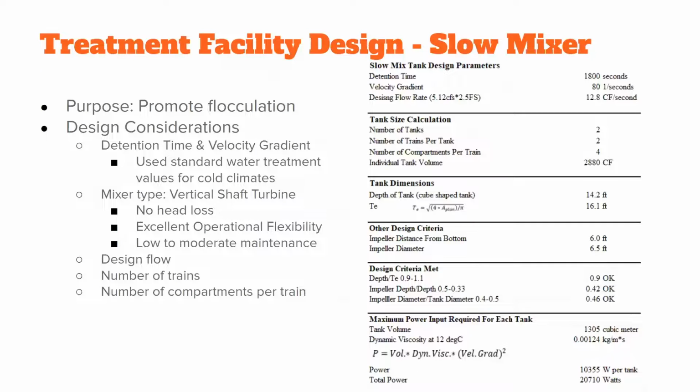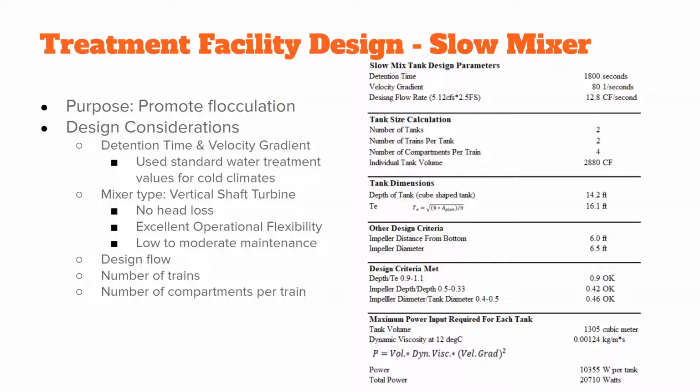So now onto the slow mixer. The purpose of this is to promote flocculation. Considerations, like the rapid mixer, are the detention time and velocity gradient, and we use standard water treatment values for cold climates. We also considered the mixer type, which was a vertical shaft turbine. Advantages of this were that it had no head loss, provided excellent operational flexibility, which is nice for a variable flow system, and had low to moderate maintenance.